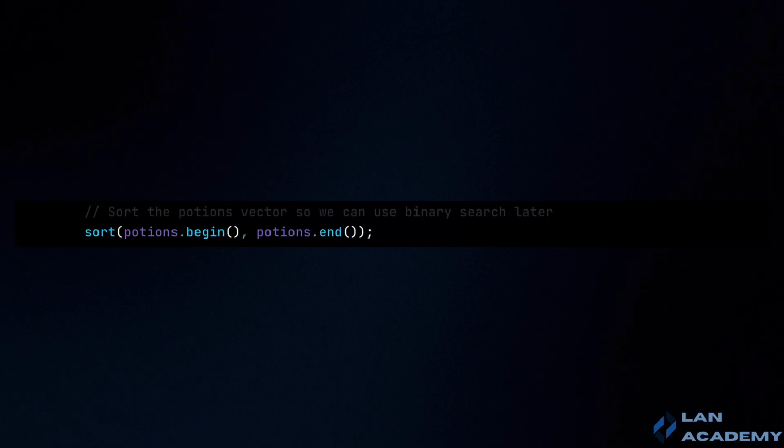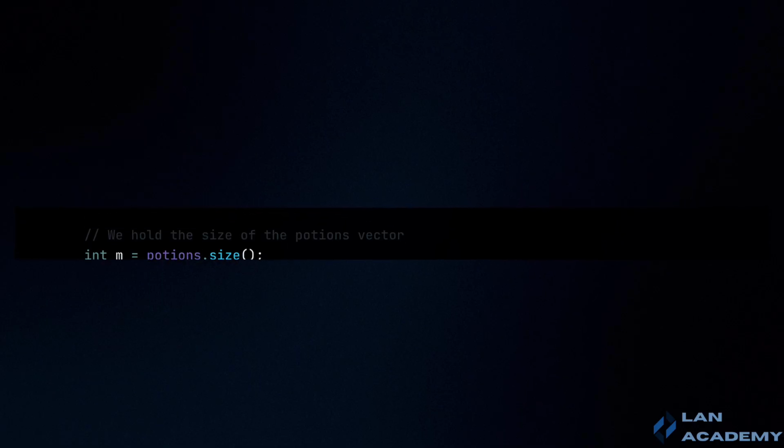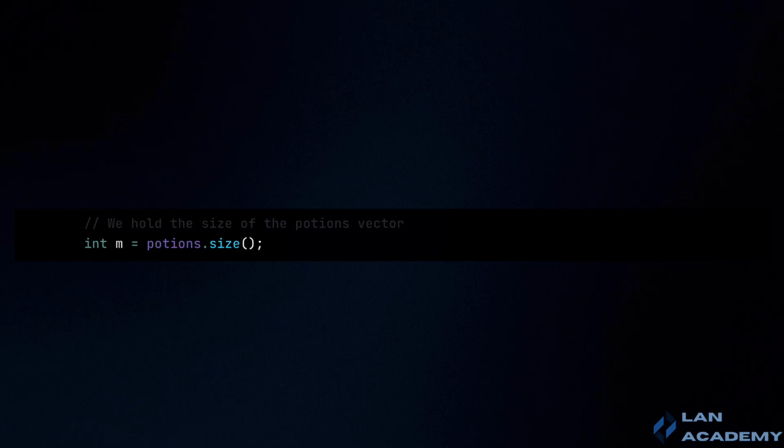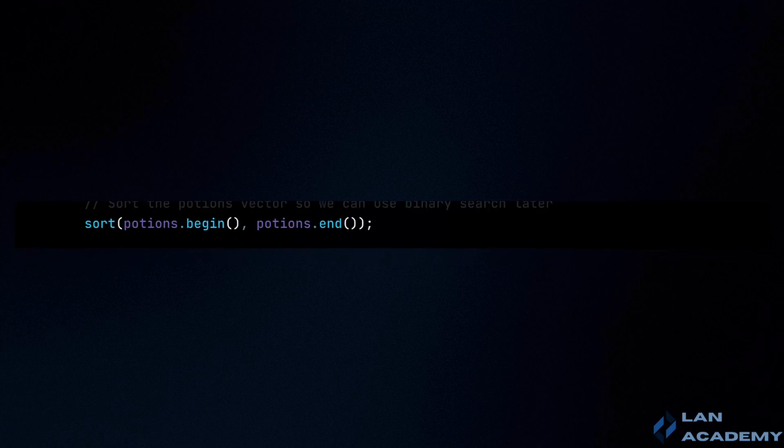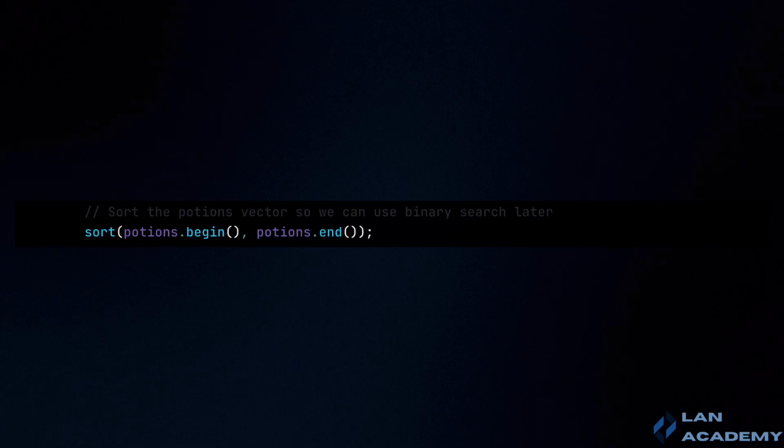If the potions array were not sorted, we would need to loop through the entire array for each element in spells, checking if the condition is met. This would increase the algorithm's complexity to O of n times m, where n is the size of the spells array and m is the size of the potions array. By sorting the potions array and using binary search, we reduce the complexity to O of n log m plus m log m. The initial sort has a complexity of O of m log m, and for each element in spells, the binary search in potions has a complexity of O of log m, which is much more efficient.